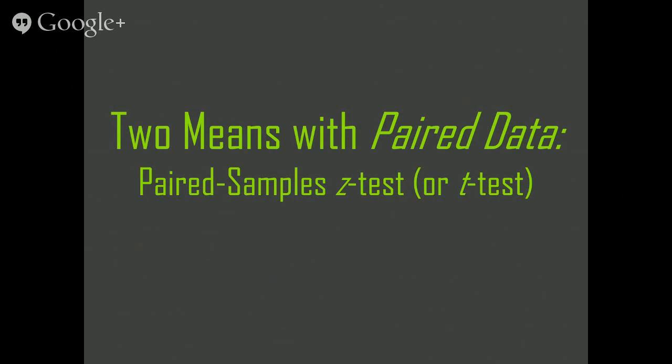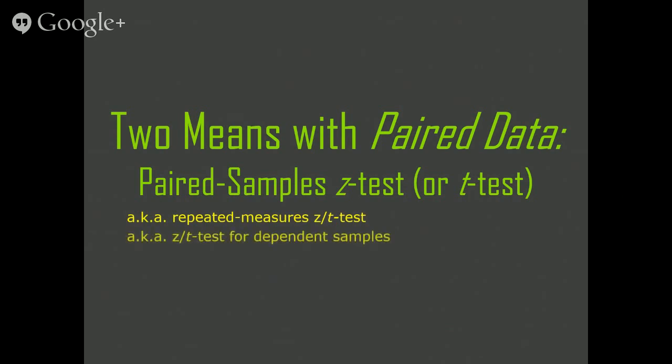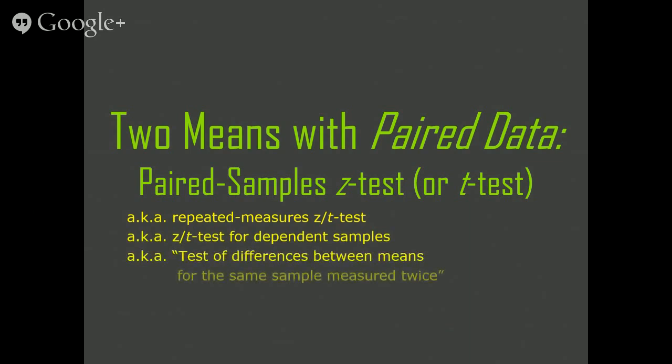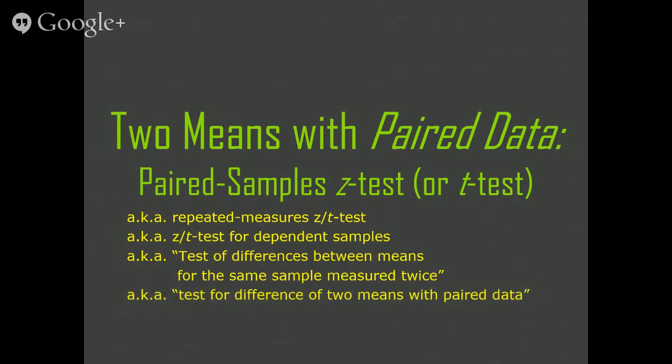Two means from paired samples data, so a z-test or a t-test, sometimes called a repeated measures z-test or a repeated measures t-test, sometimes called a t-test for dependent samples, sometimes called a test of differences between means for the same sample measured twice, sometimes called a test of difference for two means. People can't agree on what this thing is. The most common thing is a dependent samples or paired samples t-test, but these are things I've seen in previous textbooks I've used. They get a little crazy.